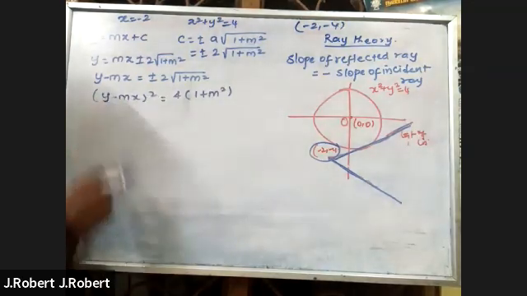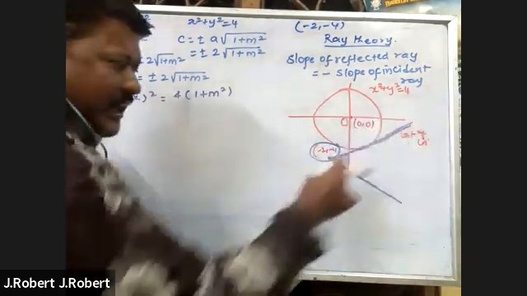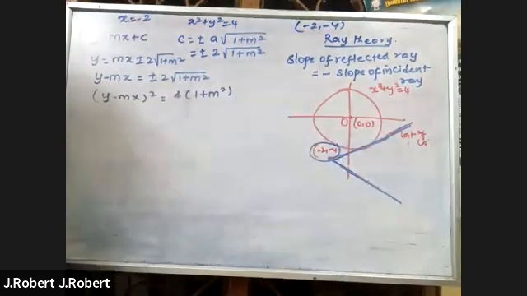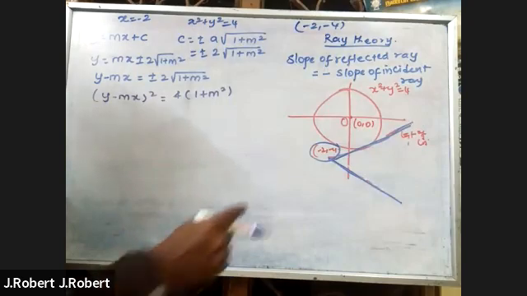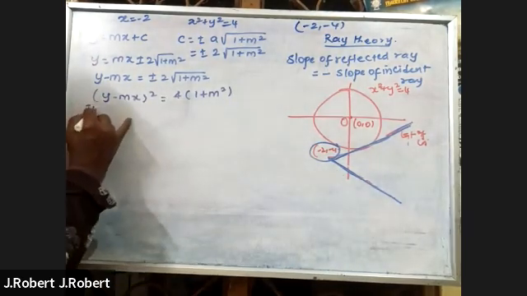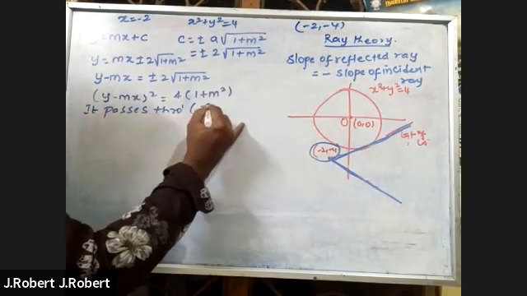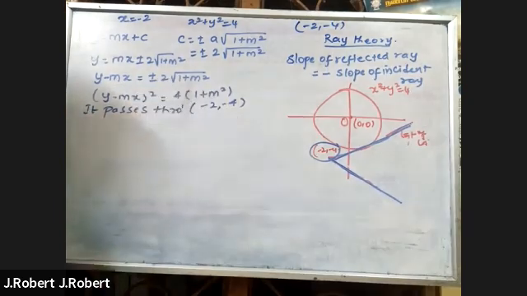Now you expand this, y minus mx the whole square. Now at this point, the reflected ray passes through the point minus 2 comma minus 4. Notice that this tangent has one point, minus 2 comma minus 4. So we can say it passes through minus 2 comma minus 4.